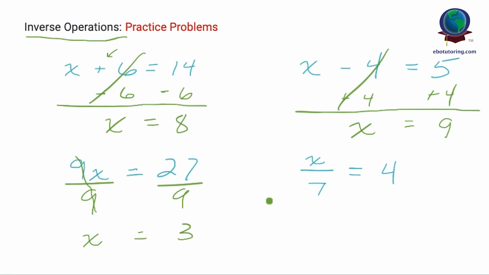All right, and the last one we got, x divided by 7. Again, division in algebra is shown by a fraction line. X divided by 7. Okay, what's the opposite of division? That's right, multiplication. So if something's being divided by 7, we multiply it by 7.